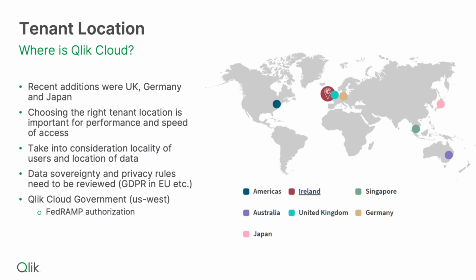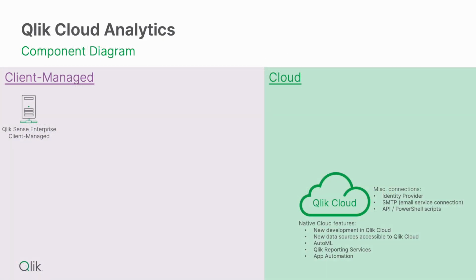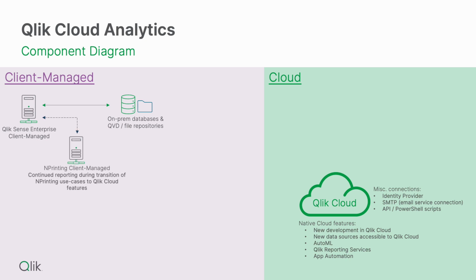What does the cloud architecture look like? For a typical QlikSense client-managed customer and an environment that they have on-prem, so your client-managed environment may well have an on-prem database, your QVD storage, a file repository attached to it. There may also be printing for reporting and some mobile users.